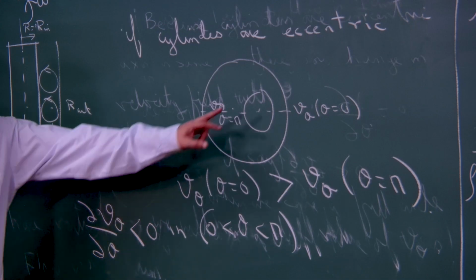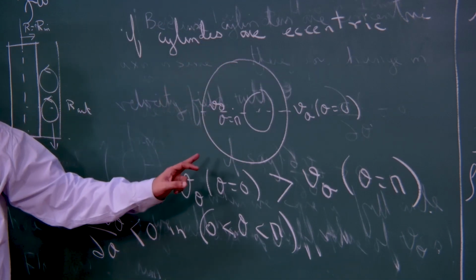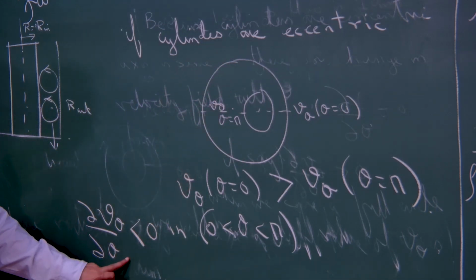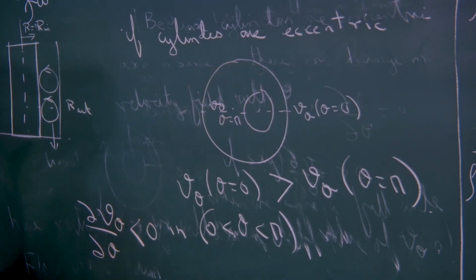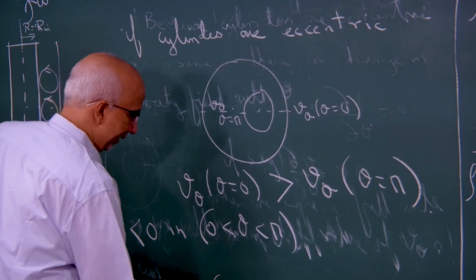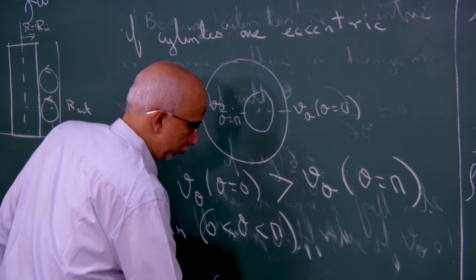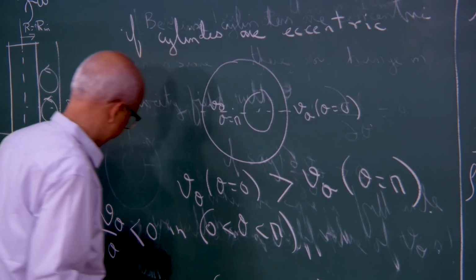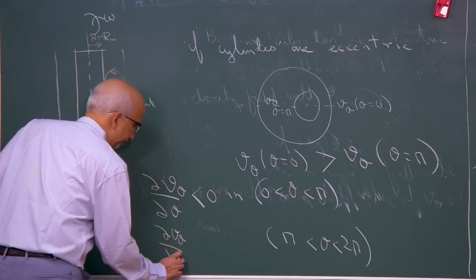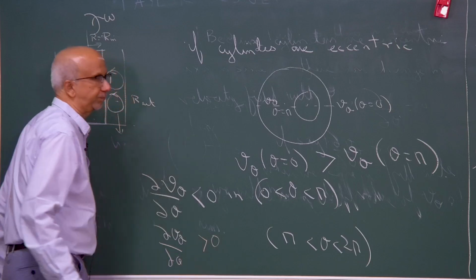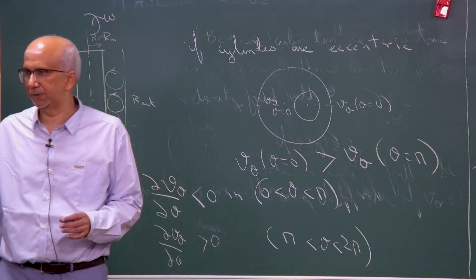Velocity decreases in the upper half. Okay, so the derivative is negative. As I go around theta, velocity has to decrease, but in the lower half, which is from pi to 2 pi, the velocity has to increase because it is eccentrically placed.